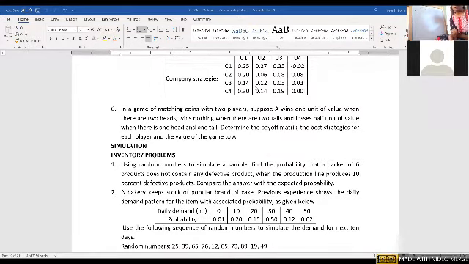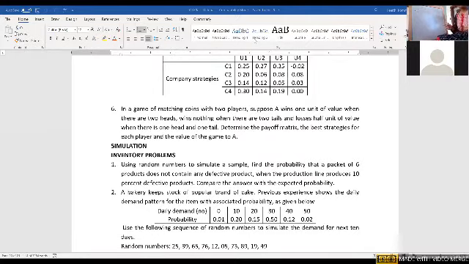Suppose A wins 1 unit of value when there are two heads and wins nothing when there are two tails, and loses half unit of the value when there is one head and one tail. Determine the payoff matrix. It is only one player's perspective. They just stated player A's perspective.